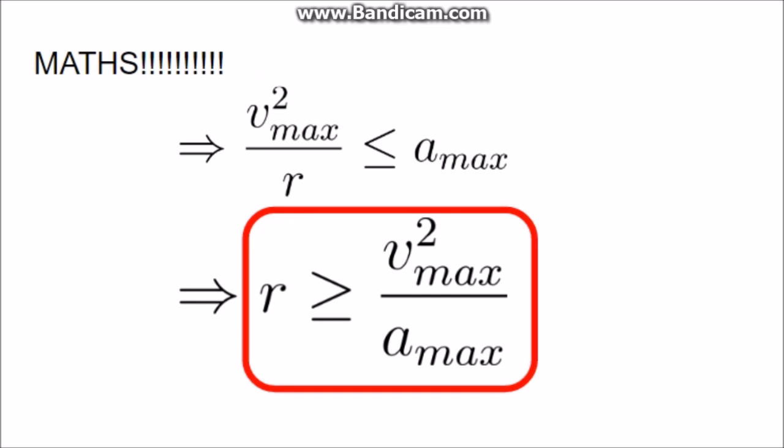Plugging those two equations into the original formula gives us that the maximum velocity squared divided by the radius of the circle is less than or equal to the maximum acceleration, which therefore means that we have a minimum radius, r, which is going to be greater than or equal to v squared over a, or the maximum velocity squared divided by the maximum acceleration. This gives us the minimum radius of the circles we'll use. So in the algorithm, the radius of the circles we use have to be either this size or greater.